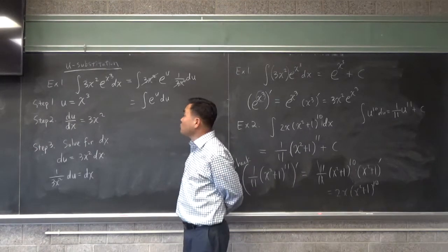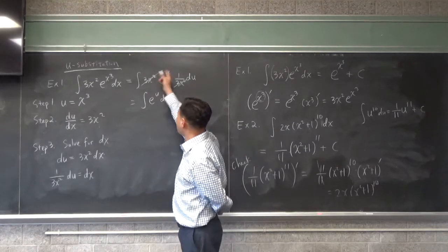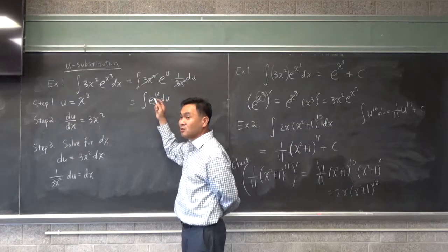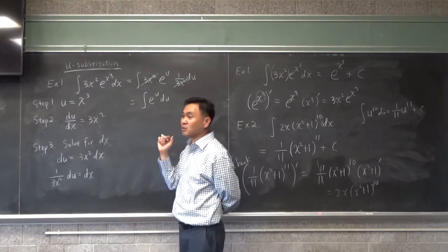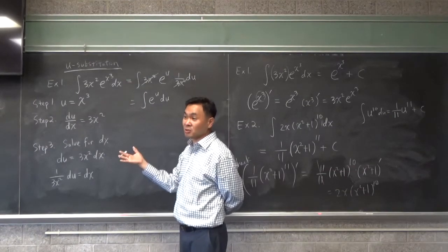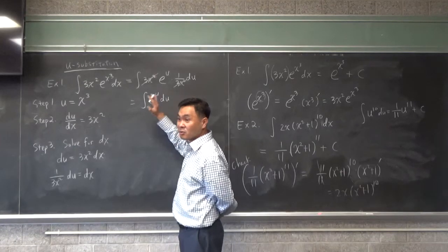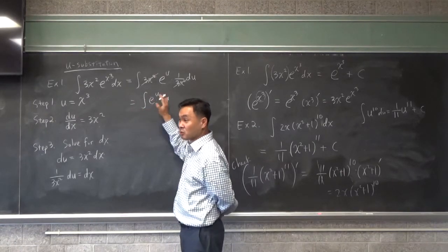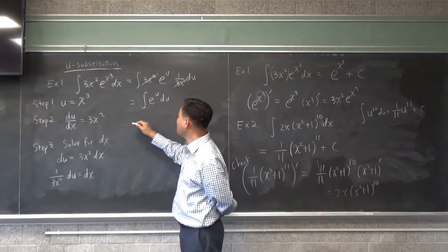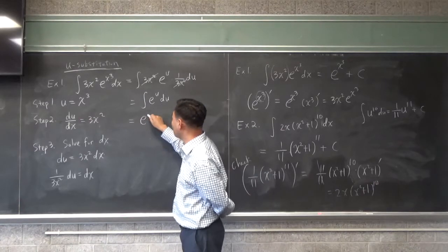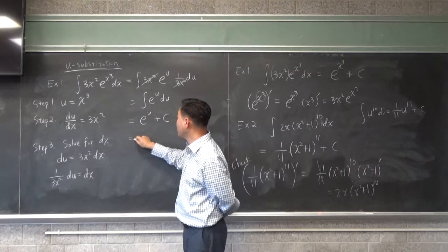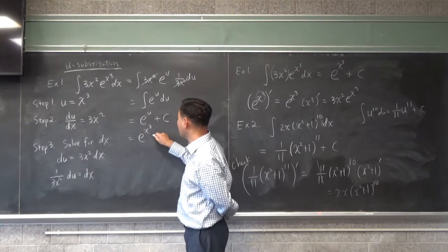A failed u substitution is when you did all the changes and cancellations and you still have some x's left over. Okay, you may have to do something additional, or you may have to choose a completely different u. But you can't do the integral if there are still some x's in your expression. You shouldn't do that. Okay. So we have the integral of e to the u du. We integrate this, and that's easy, right? That's e to the u plus c. And since u is x cubed, you go back and write down e to the x cubed plus c.